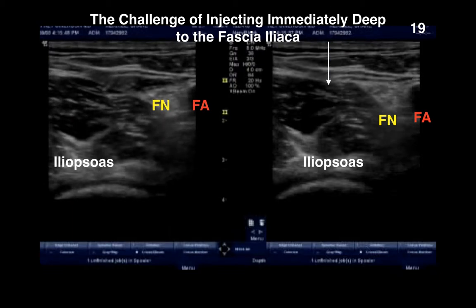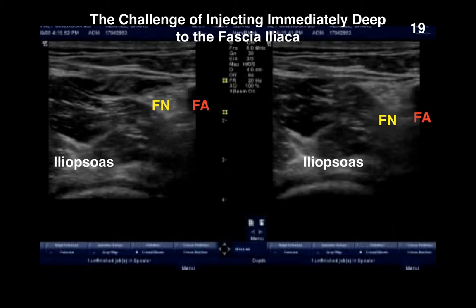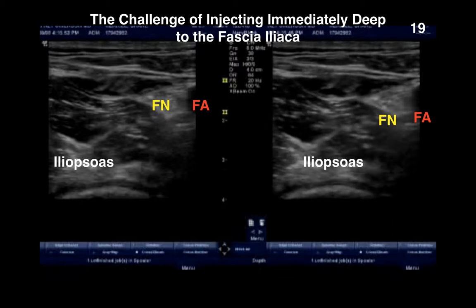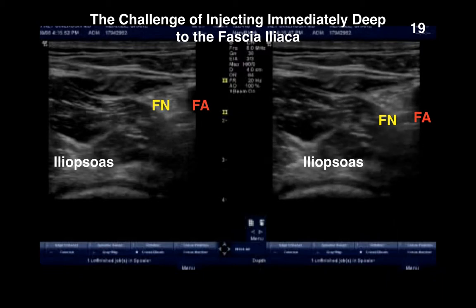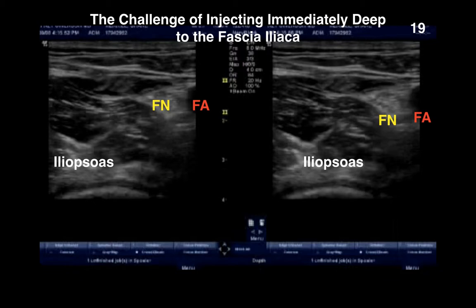On the right, the same injection is performed. However, in this case, the needle is advanced through one additional tissue plane deep to the fascia iliaca, which produces completely effective distribution of local anesthetic, which spreads over the femoral nerve and deep to the femoral artery.